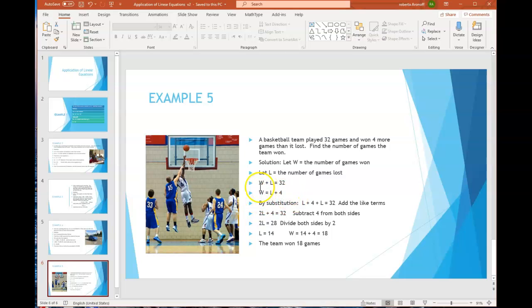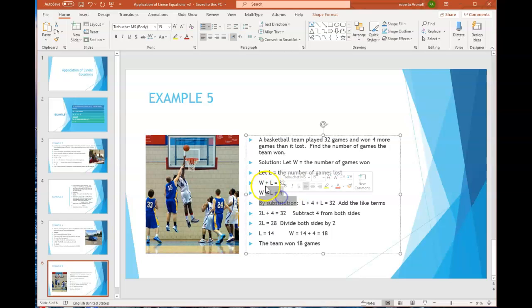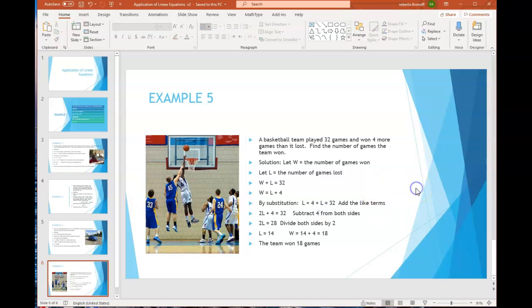So by substituting the L plus 4 into the equation for W plus L, we have L plus 4, the number of games won, plus the number of games lost is equal to 32. We're going to add the like terms, so we get 2L plus 4 is equal to 32. Subtract 4 from both sides, we have 2L is equal to 28. We divide both sides by 2. Therefore, L, the number of games lost, is 14. The number of games won is the 14 plus the 4, that's 18. So the team won 18 games.